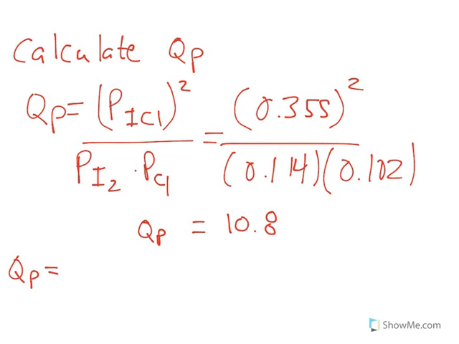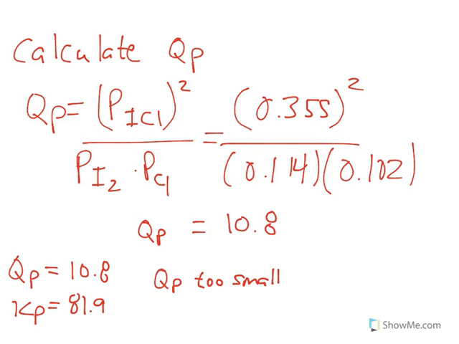So if QP is 10.8 and KP was 81.9, what can I say here? QP is too small. All right. So where did we drop our bearing? So this is the too small side. This is the too large side. So think about it. Too small because we haven't got there yet. Too large, we passed it.